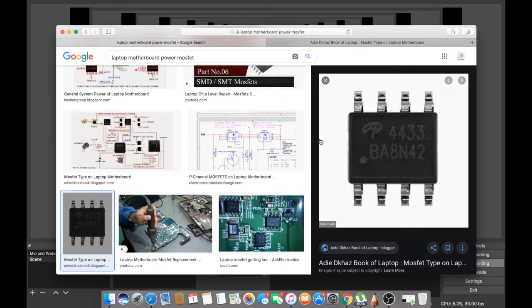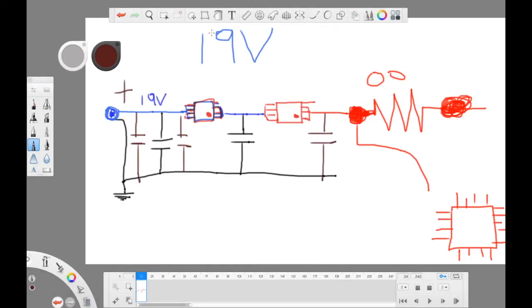Hope you can see and understand the MOSFETs. This dot means it's pin number 1. So pin number 1, 2, 3, they are all connected together. It's one thing. But pin number 4, it's the gate. Gate is like a switch. Okay. Let me open a new thing.